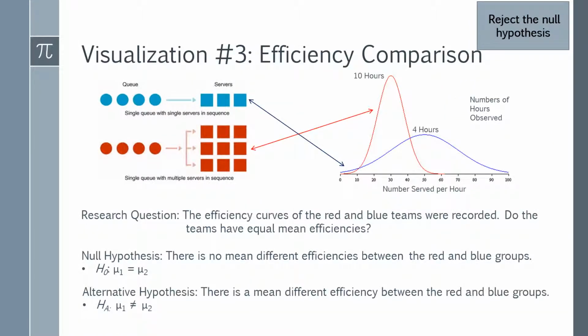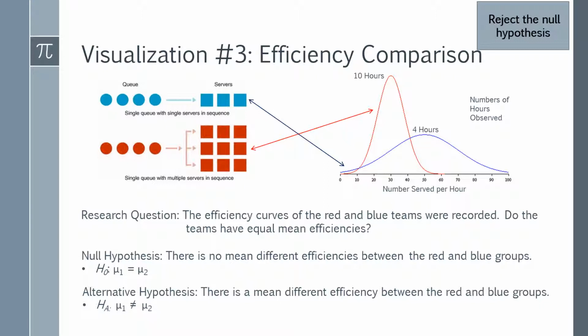For the exercise visualization number 3, efficiency comparison, the research question is as follows. The efficiency curves of the red and blue teams were recorded. Do the teams have equal mean efficiencies? Conducting a proper efficiency comparison relies on several factors. First, there must be a proper sample utilized that has been drawn from a population that has measurable characteristics. Through the test, the researcher will acquire more of an understanding of scalability.